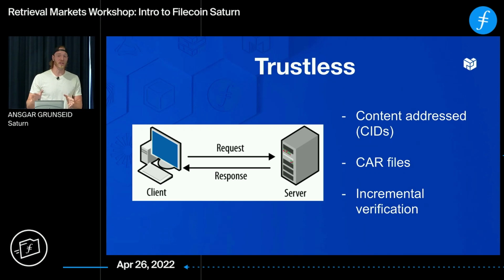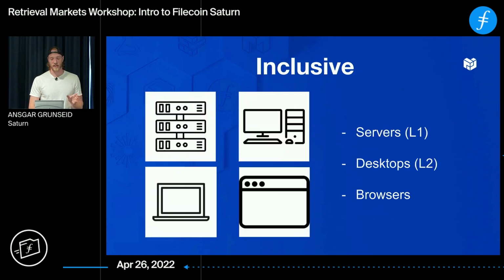And this is fundamentally new. There are no CDNs that do this. Every CDN you use currently, you have to trust the other party to send you the information you request. So building this incremental verification with CAR files and content addressing lets us achieve a trustless network.